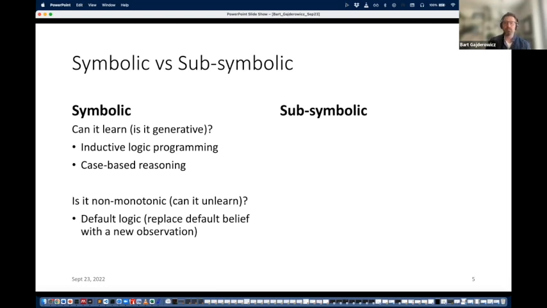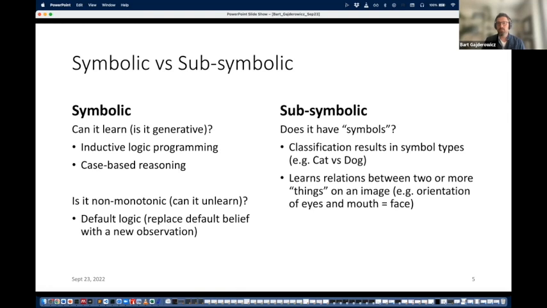Is it non-monotonic? So can it actually unlearn information? Right. So once the model learns something, can you teach it to unlearn it? Or can you provide contradictions that maybe will make the model inconsistent? So yes, actually you can. The area of default logic allows you to replace default beliefs with new observations. And this allows a symbolic AI to unlearn information and learn new information in its place. So it's not as static as some people might describe it.